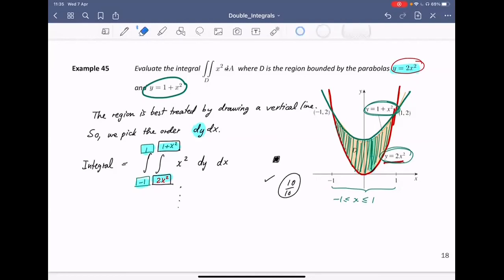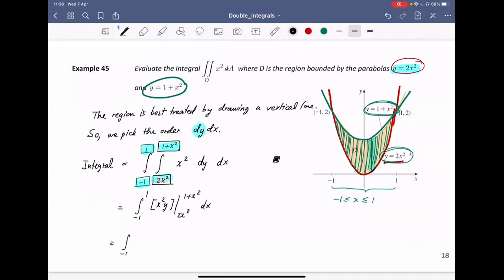I don't want to test you there. I want to test you on how to set up the integral. Sounds good. Here we're going to have, well, a little bit hard to integrate. So x squared here, so I am going to get x squared times y, 1 plus x squared, and then 2x squared here, the x.